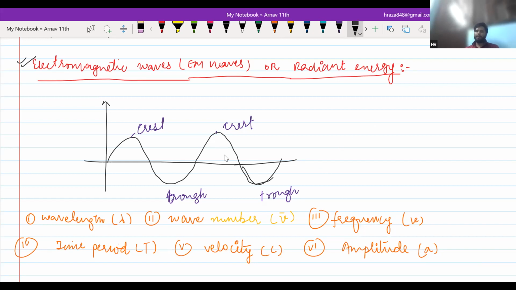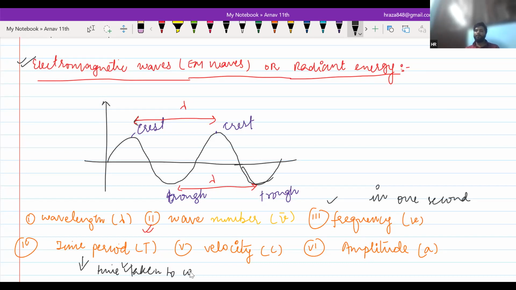So see, what is wavelength? We can define it as the distance between two consecutive crests, or the distance between two consecutive troughs, called lambda, that is wavelength. Then we will talk about wave number and then frequency. This frequency is very important, and time period. Wave completed in 1 second, that is called frequency. And what is time period? Time taken to complete one wave.